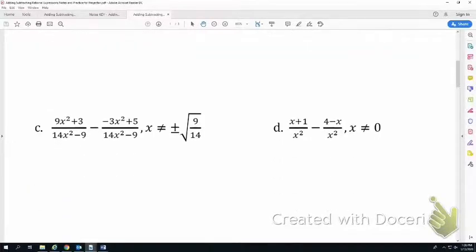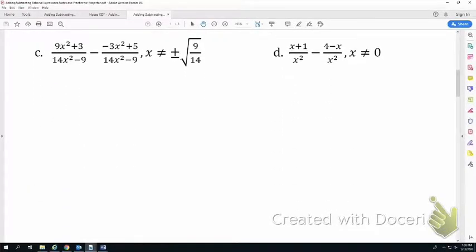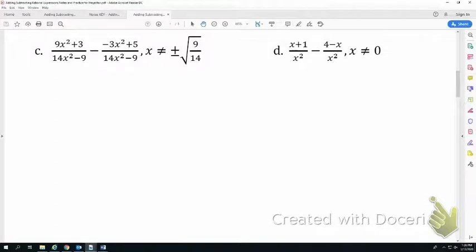So let's go down to C and D. So again, still common denominator, so nothing is changing there. So I've got 14x squared minus 9. So again, now I'm going to take the numerator of my first fraction minus parentheses negative 3x squared plus 5.